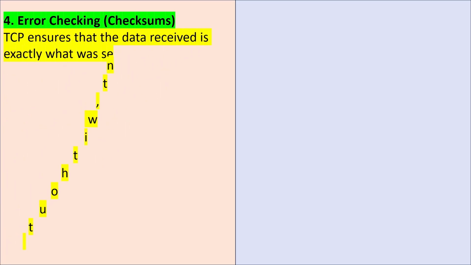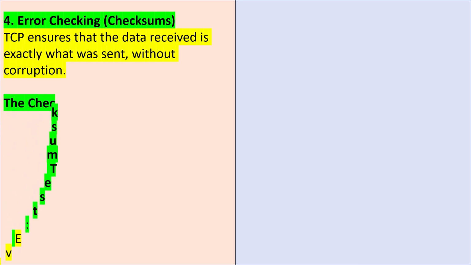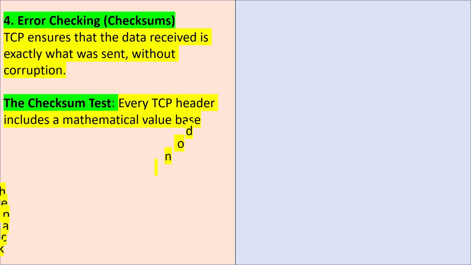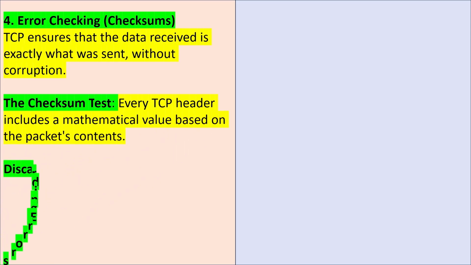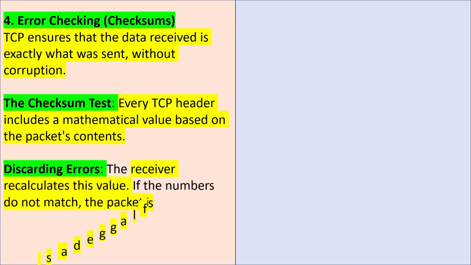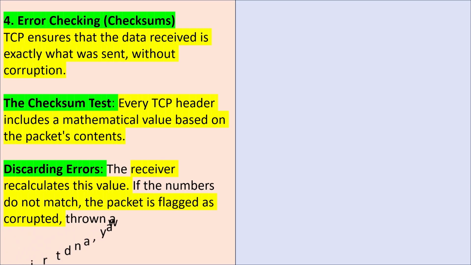Number 4, error checking, checksums. TCP ensures that the data received is exactly what was sent, without corruption. The checksum test: every TCP header includes a mathematical value based on the packet's contents. Discarding errors: the receiver recalculates this value. If the numbers do not match, the packet is flagged as corrupted, thrown away, and triggers retransmission.